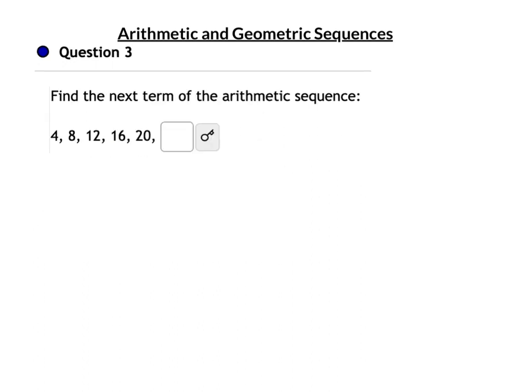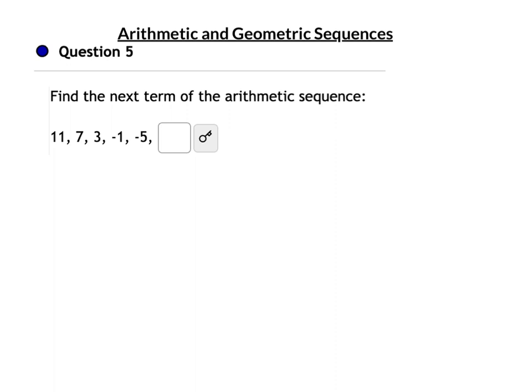Here's an arithmetic sequence. Every time we move to the next spot, we're adding 4. The next term then would be 24. Question 5, looks like we're adding a negative. We're adding -4 or decreasing by 4 every time we move one spot. So after -5, we would have -9.